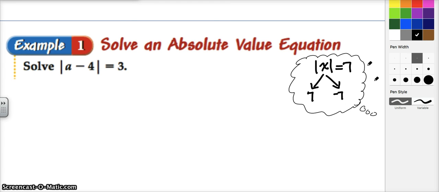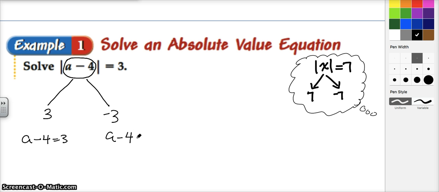So if this is in the back of your mind, you know that whatever this thing is within the absolute value, it has to either equal the positive version of this number out here or the negative version. Just like here, because if a minus 4 ended up being negative 3, the absolute value of negative 3 is positive 3. If a minus 4 ended up being 3, the absolute value of 3 is 3. So either way, a minus 4 has to be either 3 or negative 3. So that creates two equations that we can solve to determine possible values for a.